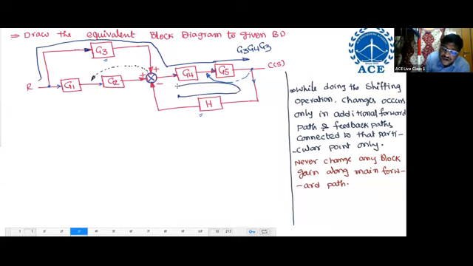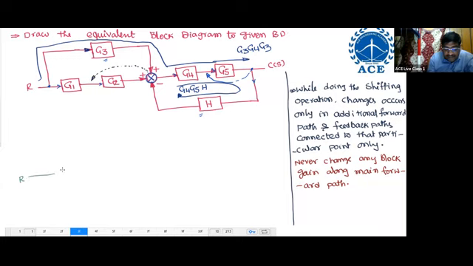Loop gain means just the product of the blocks along the path. That is G4, G5, H. Just multiply the blocks G4, G5, H along the path. That's all. Now draw the equivalent diagram. Next we'll draw the equivalent diagram. After shifting, I'll draw it. So now here, R.